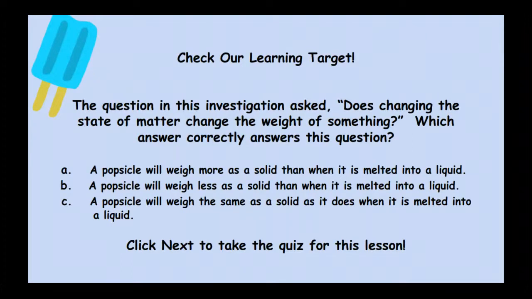Let's check how we are doing on understanding our learning target. The question in this investigation asked, does changing the state of matter change the weight of something? Which answer correctly answers this question? A, a popsicle will weigh more as a solid than when it is melted into a liquid. B, a popsicle will weigh less as a solid than when it is melted into a liquid. Or C, a popsicle will weigh the same as a solid as it does when it is melted into a liquid. The correct answer is C.